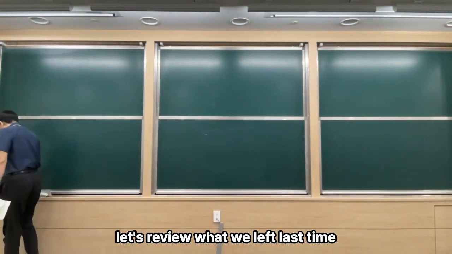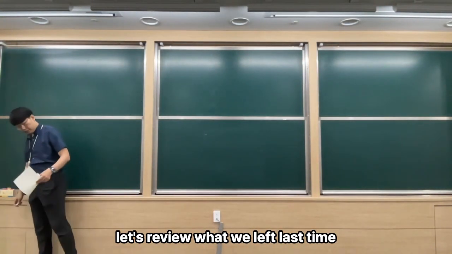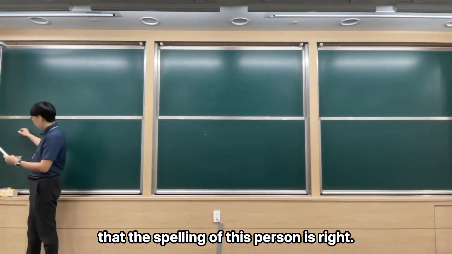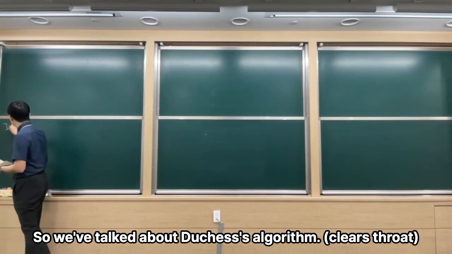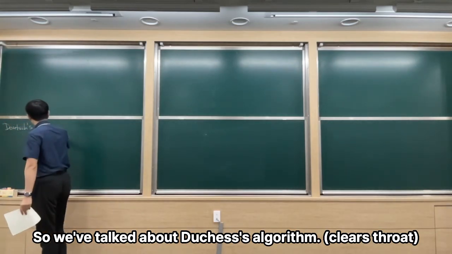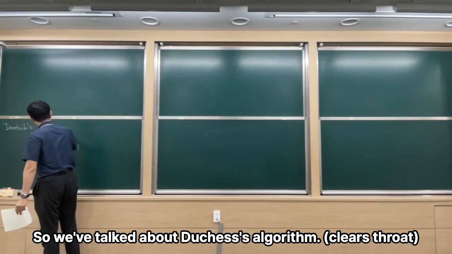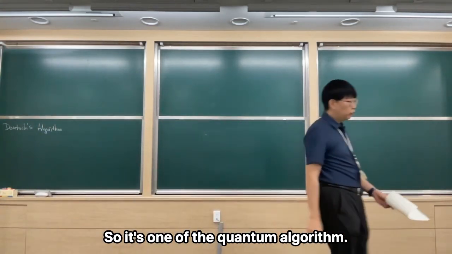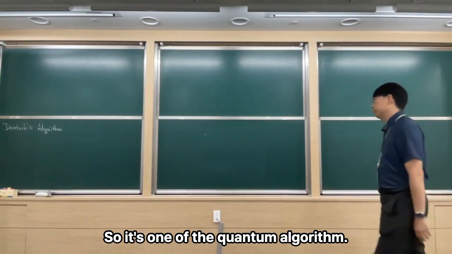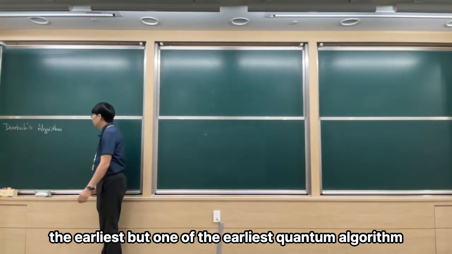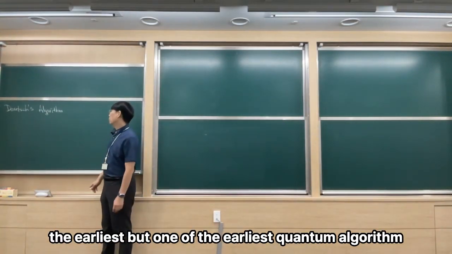Okay, let's review what we left last time, and I want to make sure that the spelling of this person is right. So we talked about Deutsch's algorithm. It's one of the quantum algorithms. Well, I can't say this is the earliest, but one of the earliest quantum algorithms.